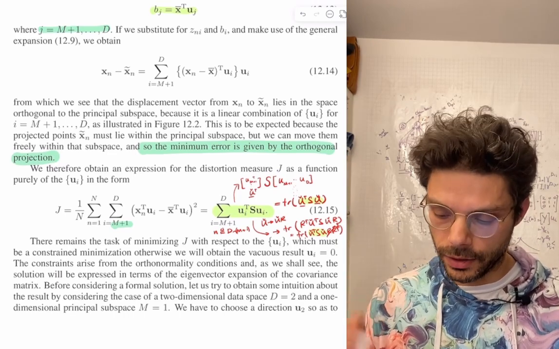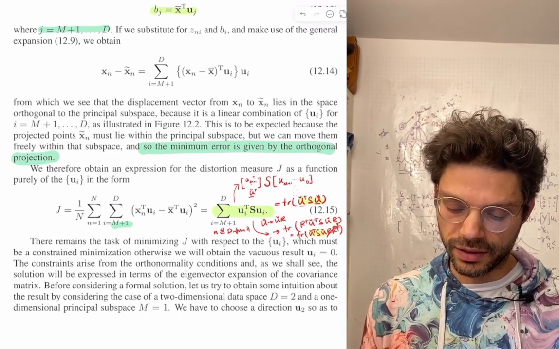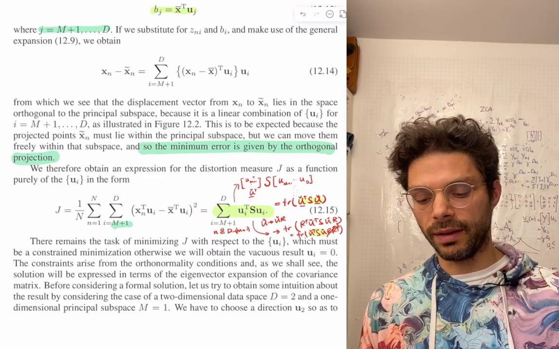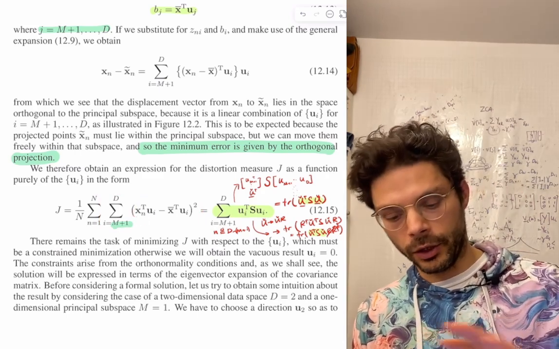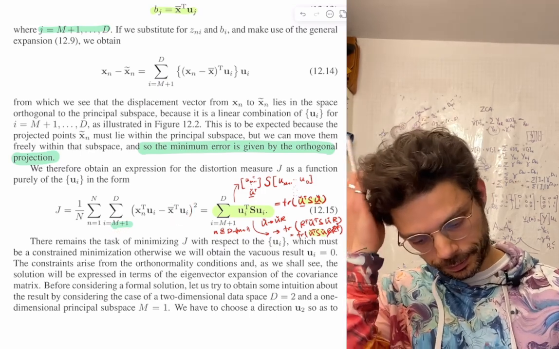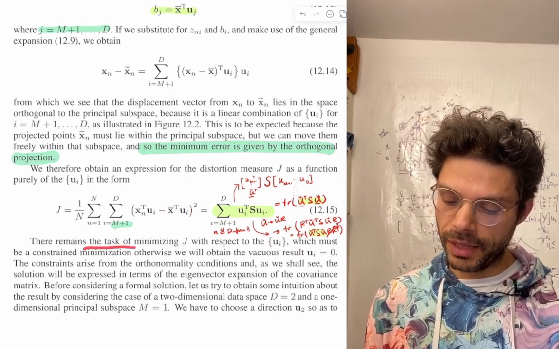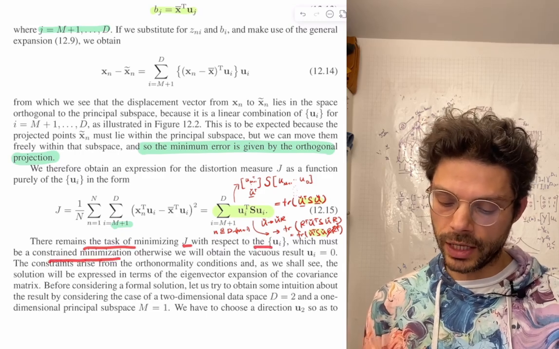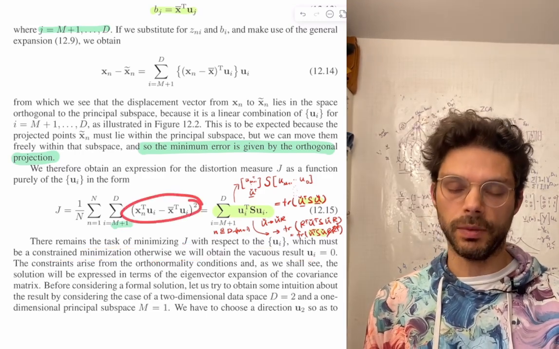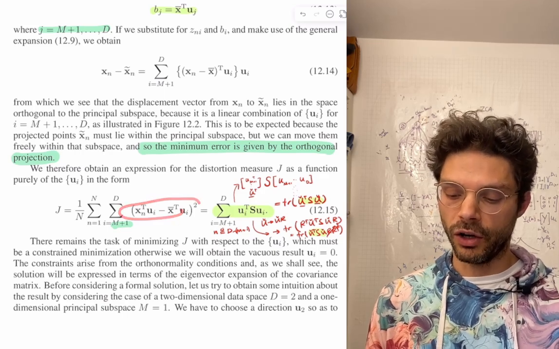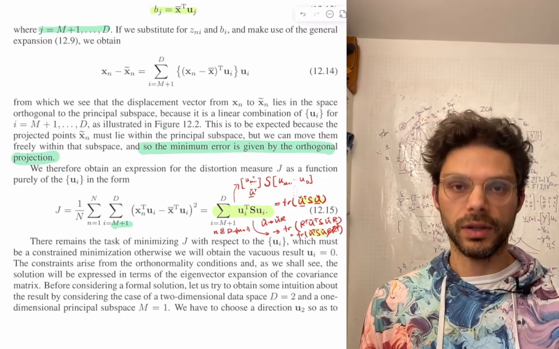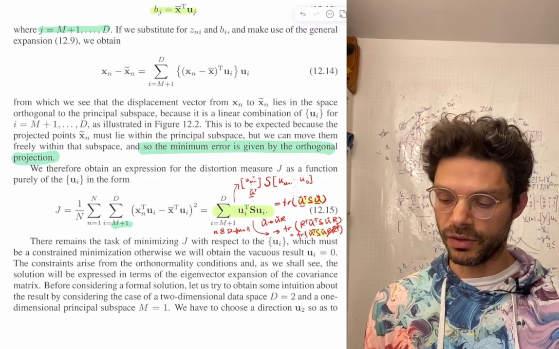The main intuition is that essentially what's left is the difference between the projection of the data in the leftover m plus 1 coordinates and the way we're approximating it. Okay, there remains the task of minimizing J with respect to u_i, which must be a constrained minimization. Otherwise, we'll obtain the vacuous result u_i equals 0. Because this is going to be a non-negative number because of all the squares, what's the smallest non-negative number? It's 0, and we can get that by setting u_i to 0. So obviously, we can't have that.